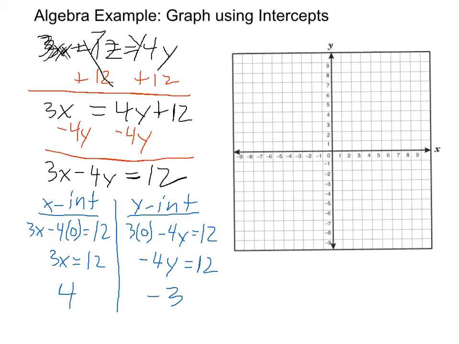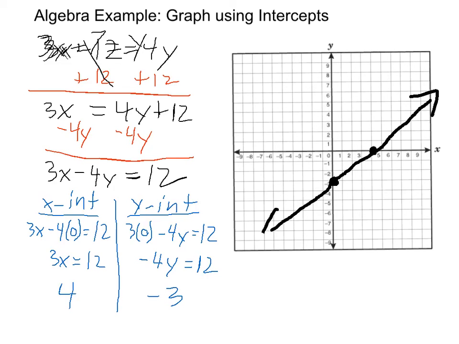What that means is that my equation is going to cross the x-axis when x is equal to 4. It's going to cross the x-axis at 4, and it's going to cross the y-axis at negative 3. So I can go ahead and graph those points: my x-intercept and my y-intercept. Now all that remains is to connect them. It's a little hard to draw a straight line here, but I shall do my best.